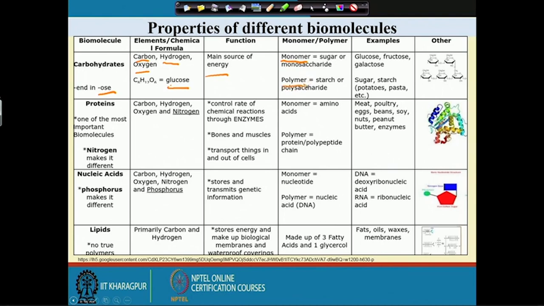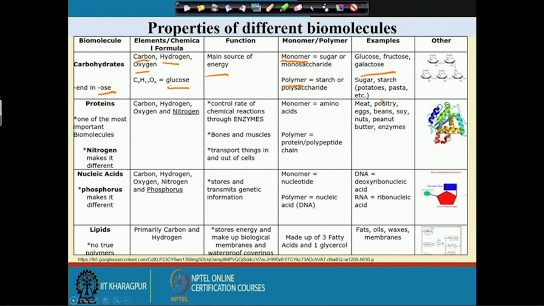Monomers are monosaccharides. Now, if you consider sugar, it is not a monomer, it is a dimer. Actually, it is a combination of glucose and fructose. Polymers are starch and cellulose, which are polymers of glucose. The same examples are given here: glucose, fructose, galactose. Lactose is also a dimer, a combination of glucose and galactose. And then we have sugar and starch, which is available in potato, pasta, etc.